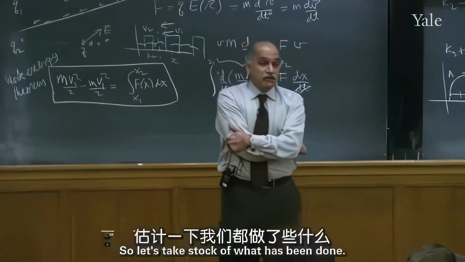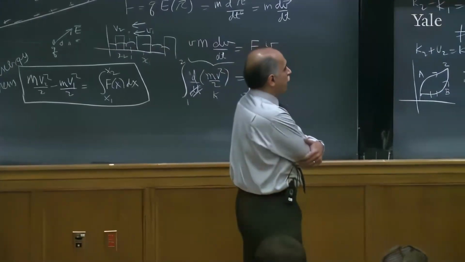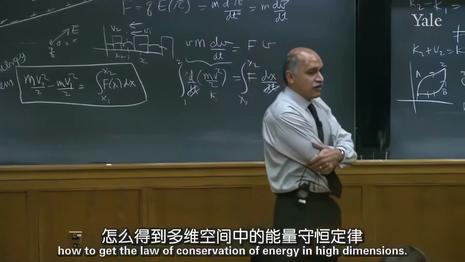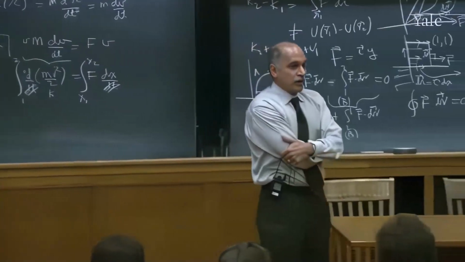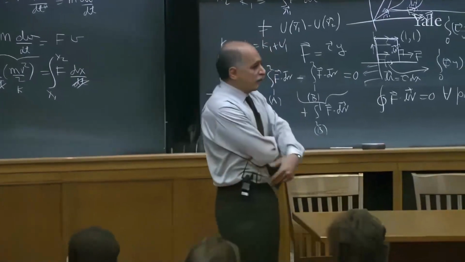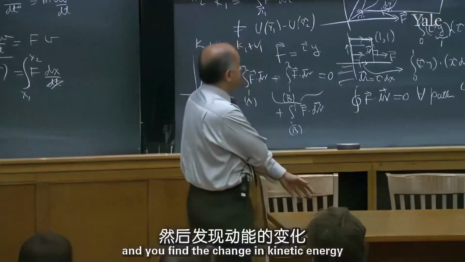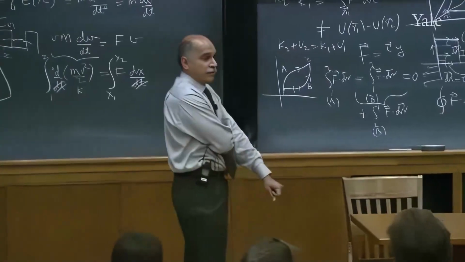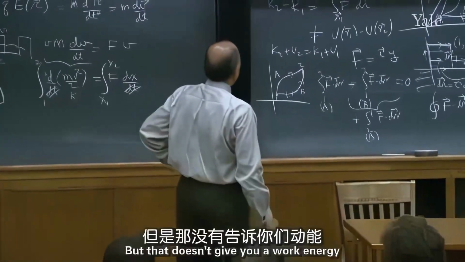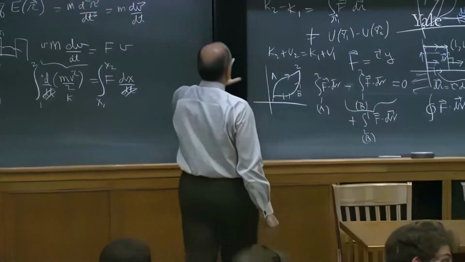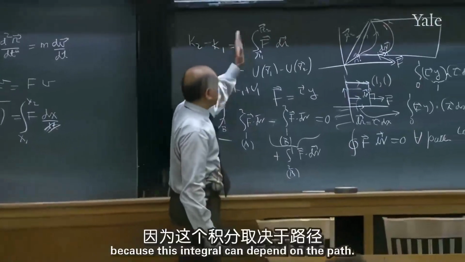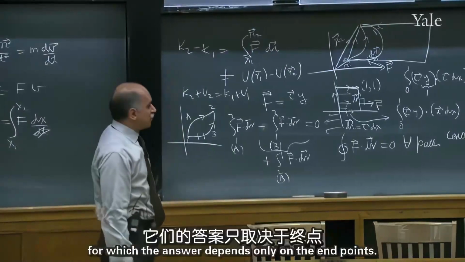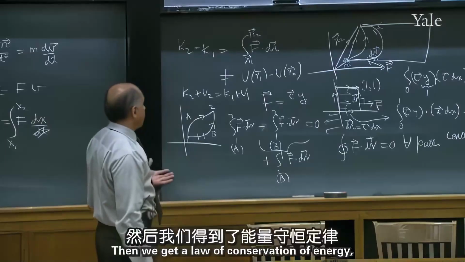So let us take stock of what has been done. What has been done is to think from scratch on how to get a law of conservation of energy in high dimensions. You start with the kinetic energy and you ask why does it change, and you find it changes due to the force, and the change in kinetic energy is the line integral of F dot dr from start to finish. But that doesn't give you a law of conservation of energy. It gives you a work energy theorem, because this integral can depend on the path. Then you say, maybe there are some functions for which the answer depends only on the endpoints. Then we get a law of conservation of energy.